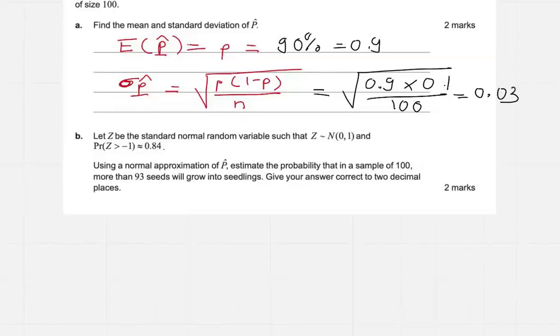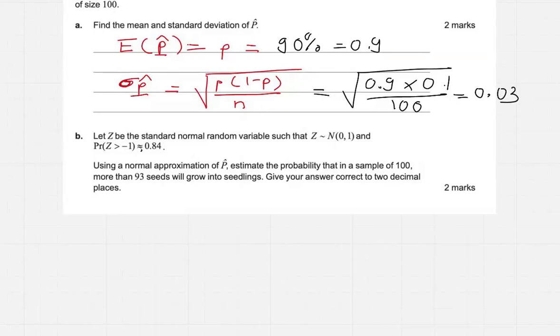Now for part B, let z be the standard normal random variable such that z is normal 0, 1, and the probability that z is greater than -1 is approximately 0.84. So this is one of the pieces of information we need to analyze, so I will highlight it here.